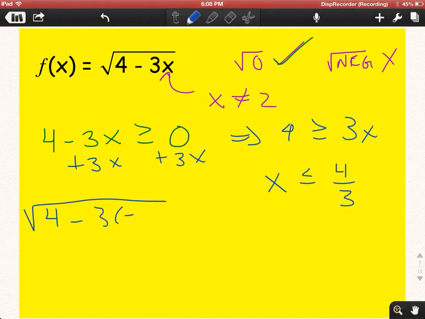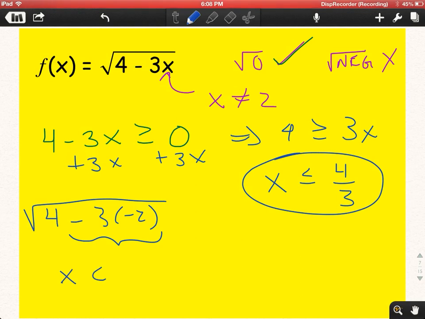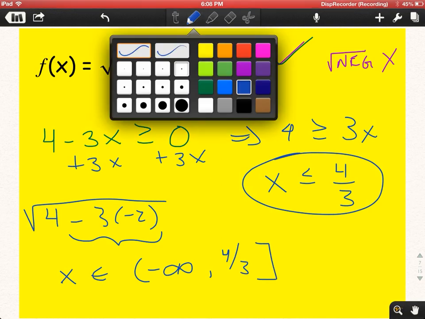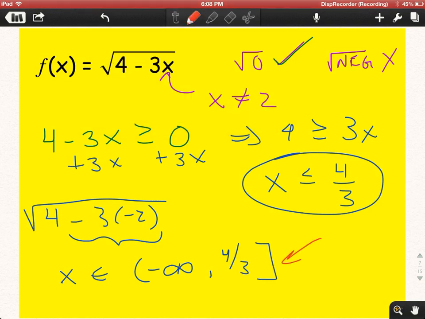Got to write this correctly. Let's say x were negative 2. Well, that's going to create a positive number right there. So that would be 4 plus 6, which is the square root of 10. That's legal. So what we have here is all numbers less than or equal to 4/3. So the interval notation would look like this. And this time we use a bracket because 4/3 is included in this solution set.